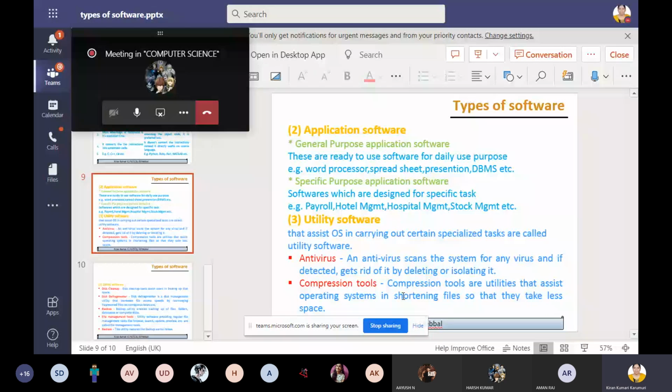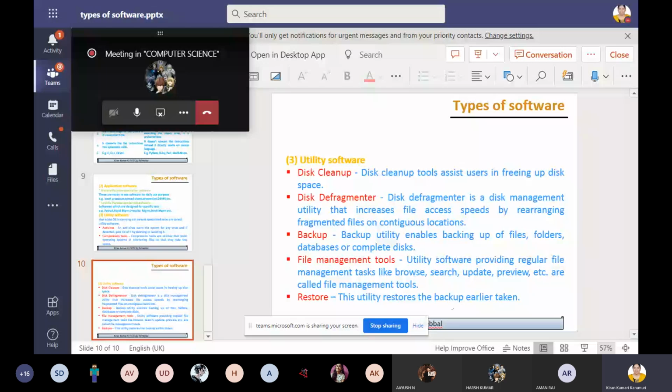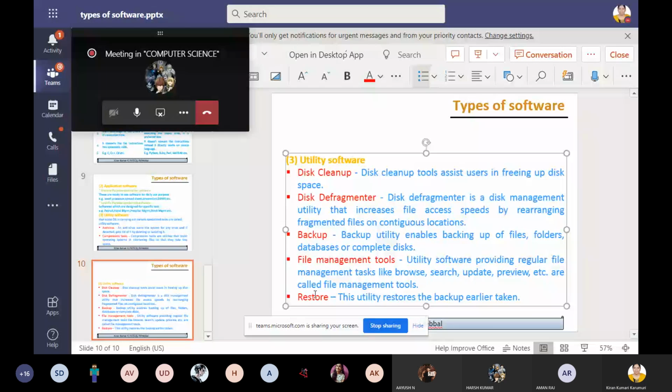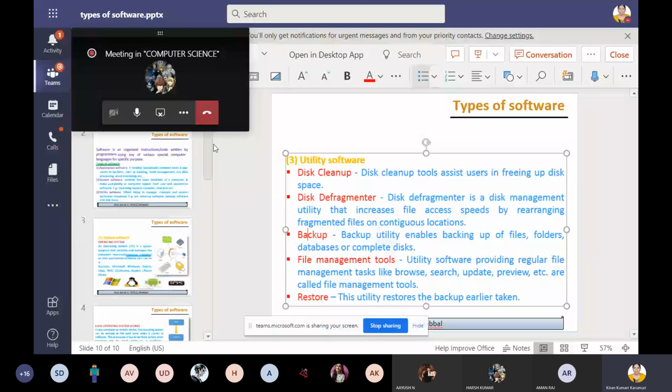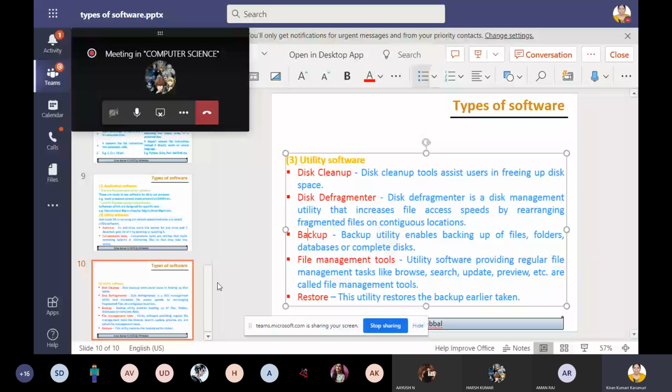Then coming to utility software, as I already discussed with you: antivirus, compression, that is zipping, WinZip, Zip7, right? There are different tools. Then disk cleanup, disk defragmenter, backup, recovery, you take those, right? So file management tools, restore, system restore, all these come under utility software. Okay, so these are all the things. These 7 slides, 10 slides also you should read, children, for the exam. Okay, any doubts here? Here I'll stop.